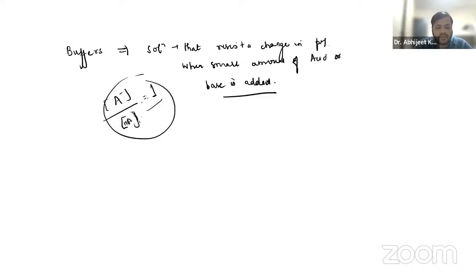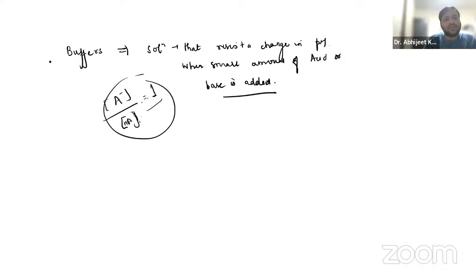Now, if the ratio shifts, guys, it can either neutralize the added acids or it can neutralize the added bases, thus stabilizing the pH of the blood.